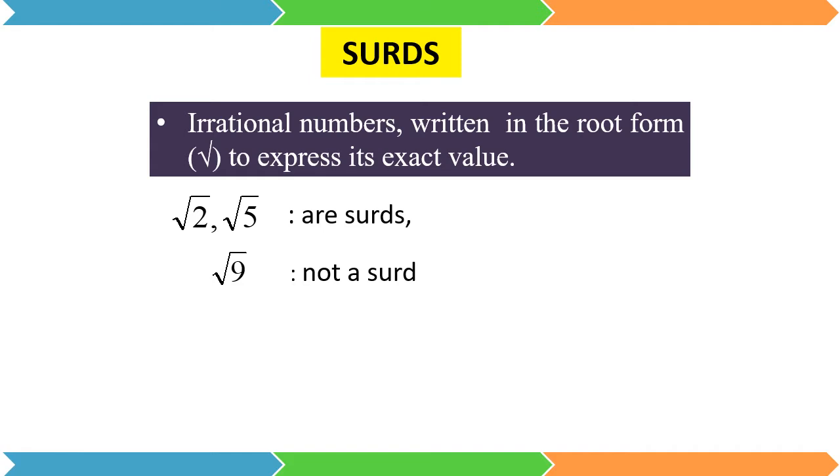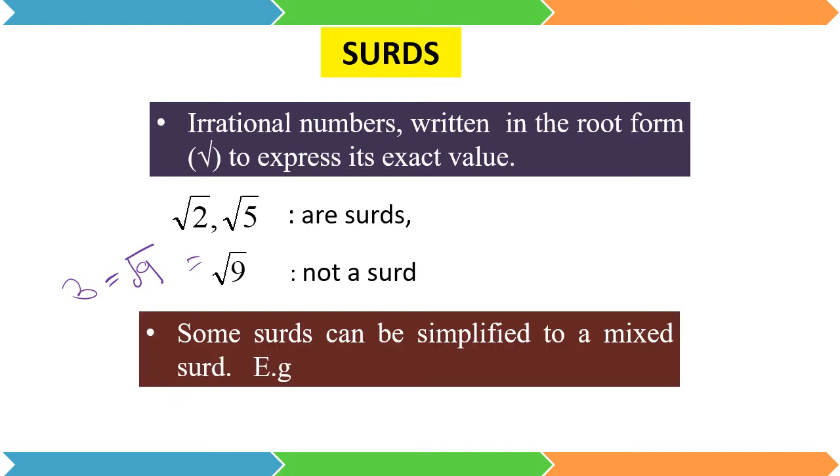How about surd 9? Surd 9 is not a surd. Why? Surd 9 can be calculated: surd 9 is equal to 3. Some surds can be simplified to a mixed surd. For example, surd 12 is actually 2 surd 3. Why? How do we get this 2 surd 3? So we are going to move to the next slide, which is to use all the rules regarding surds.